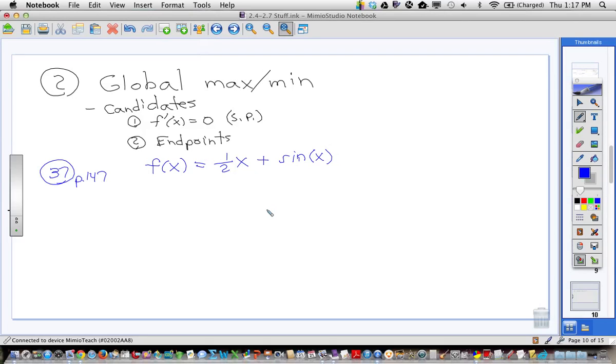Now the directions actually say quite a bit. The directions say, draw a graph of the function. We're not going to do that. We're not going to worry about that because we've got graphing calculators.